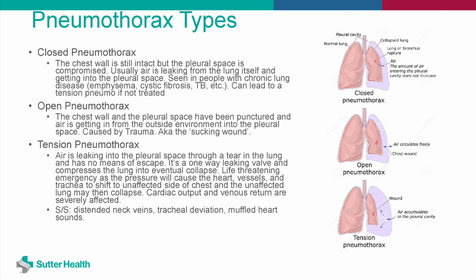A tension pneumothorax is when air is leaking into the pleural space through a tear in the lung and has no means of escape. It's a one-way leaking valve and compresses the lung into eventual collapse. This is a life-threatening emergency, as the pressure will cause the heart, vessels, and trachea to shift to the unaffected side of the chest, and the unaffected lung may then collapse.